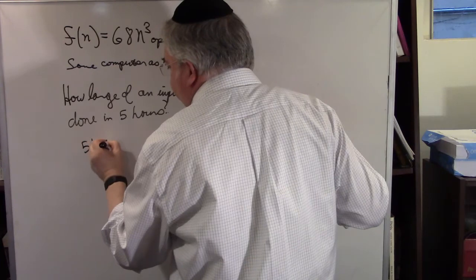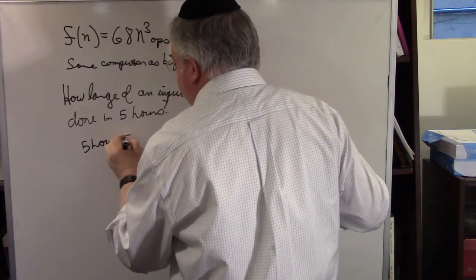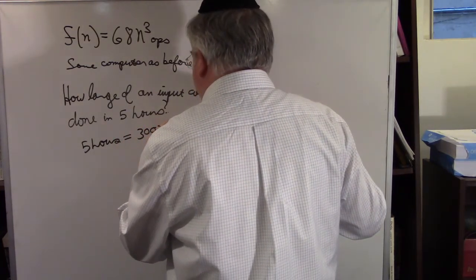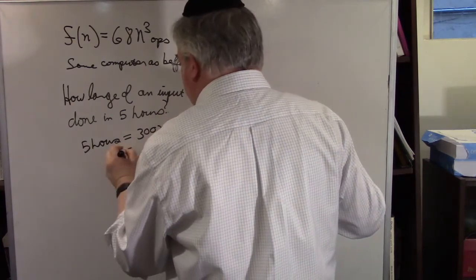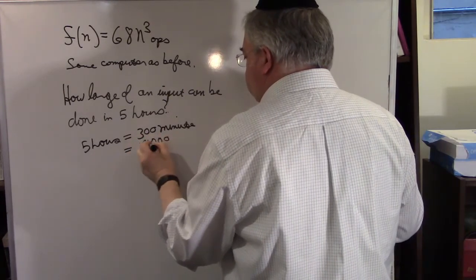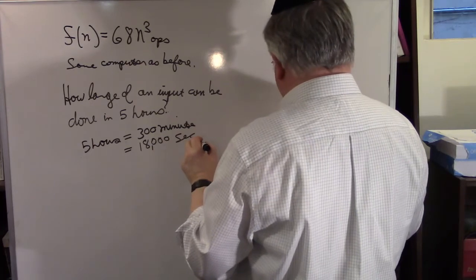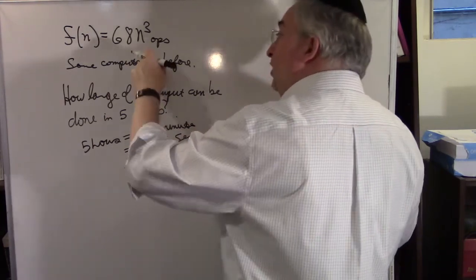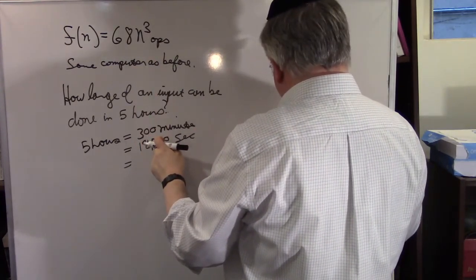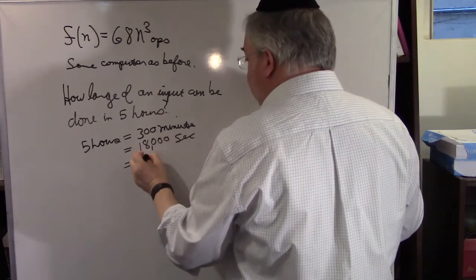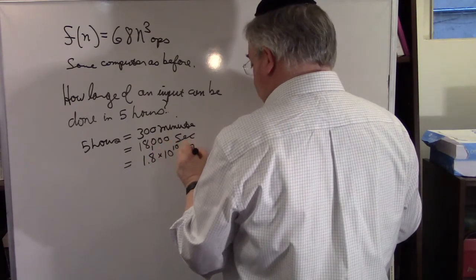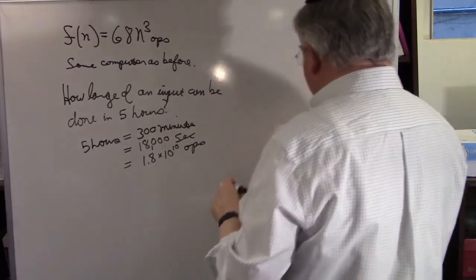5 hours equals how many minutes? 300 minutes, which equals 18,000 seconds, which equals, if you have a computer that does 1,000,000 operations in a second, so you have to calculate how many operations, 1.8 times 10 to the 10 operations. Okay, great.